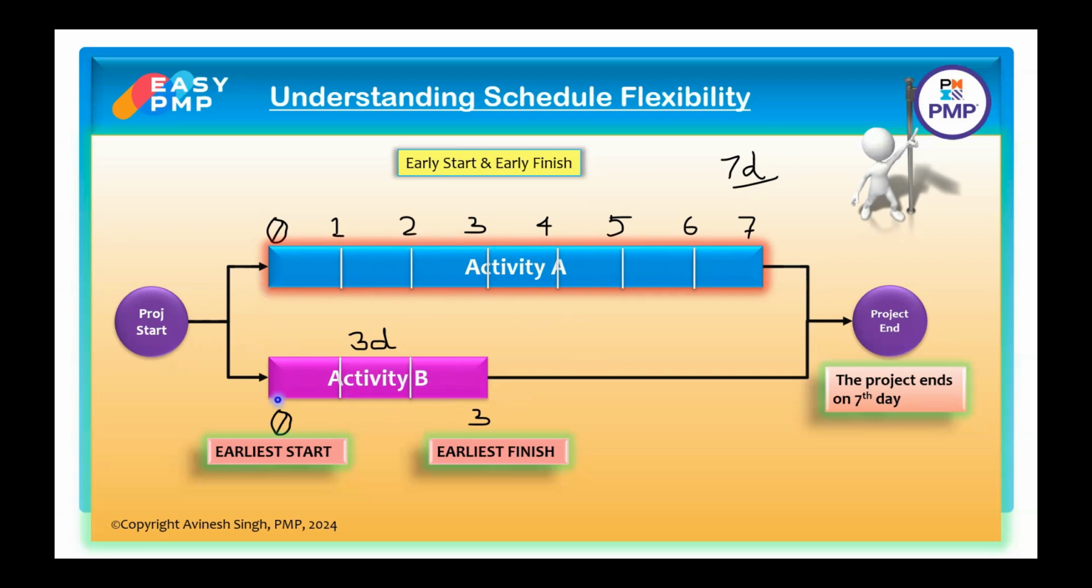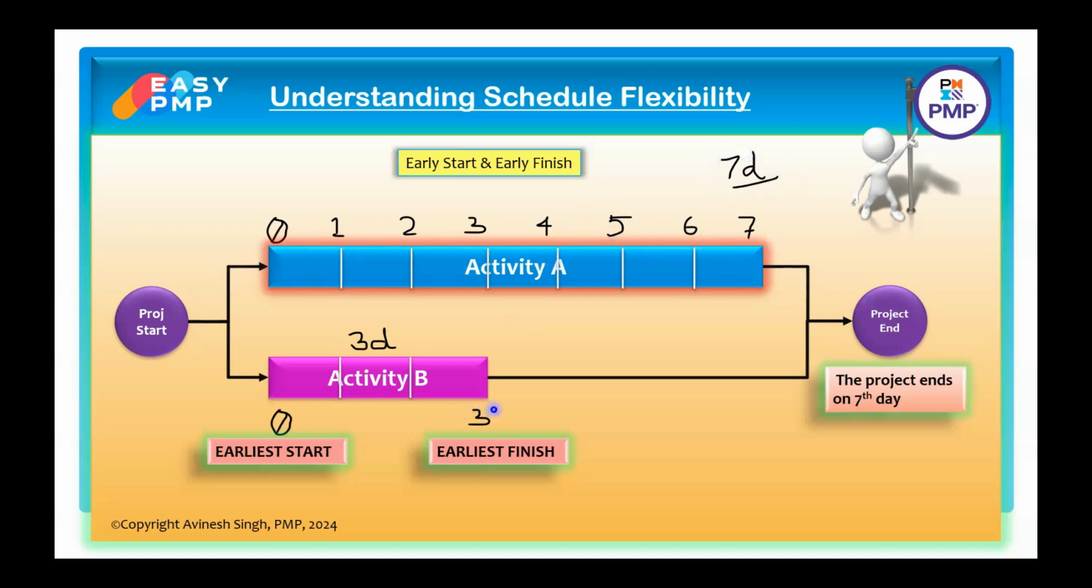When both start together, the activity B will end on the third day, but the work on activity A will still be progressing until 7th day. And when both activities are done on the 7th day, then the project will end. So which activity determines the project end? The longer activity in this scenario.